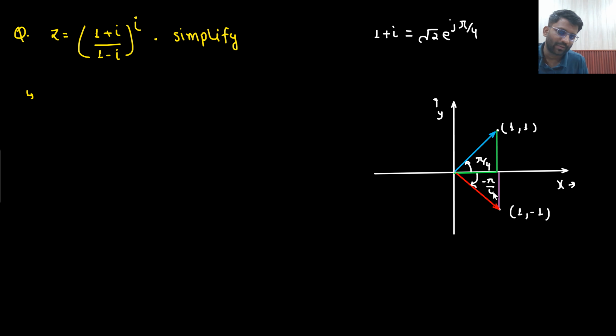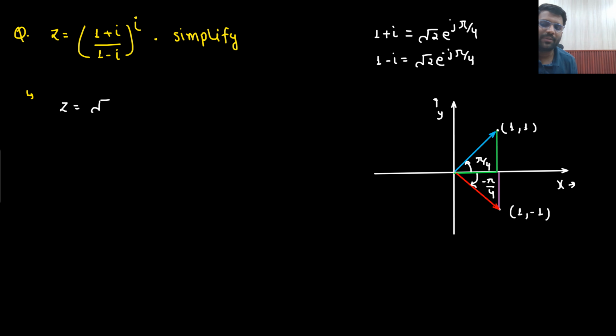Making an angle of minus pi by 4. So 1 minus iota is under root 2 e to the power j, making an angle of minus pi by 4. Right? So z equals, what is 1 plus iota?